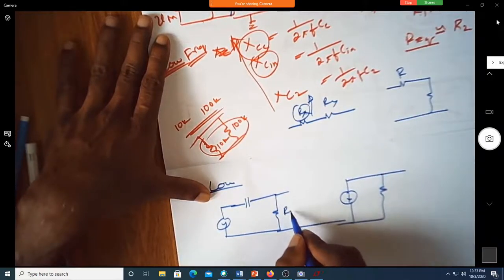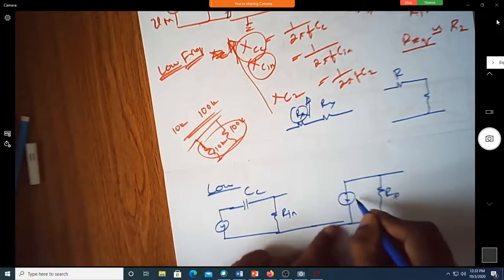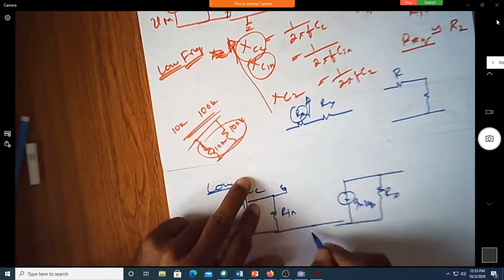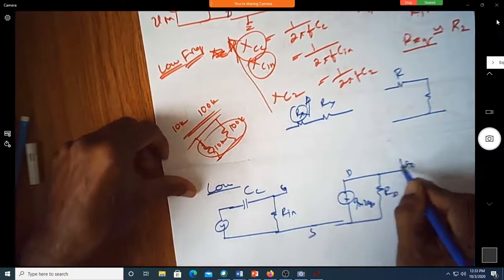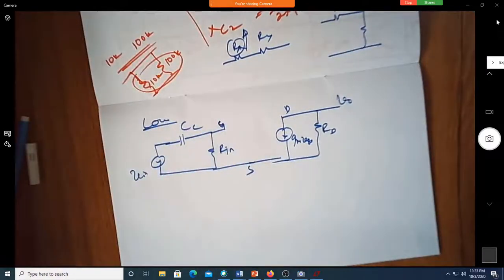Am I correct? Yes, sir. Fine. This is at low frequency. Yes.